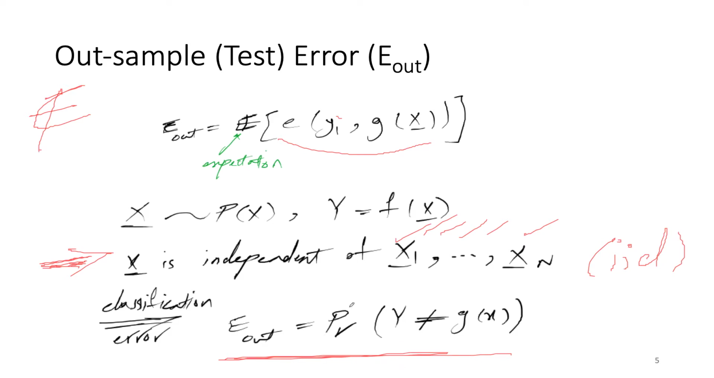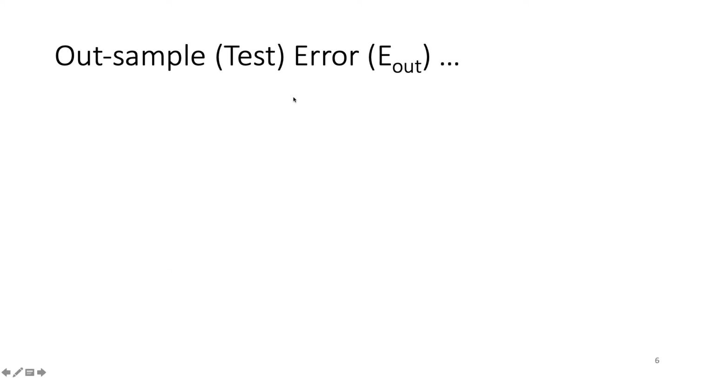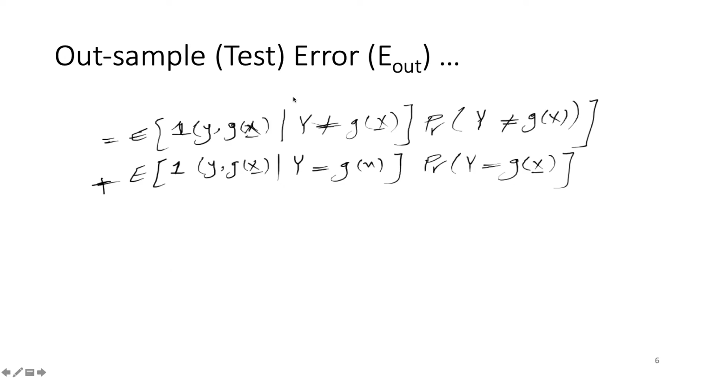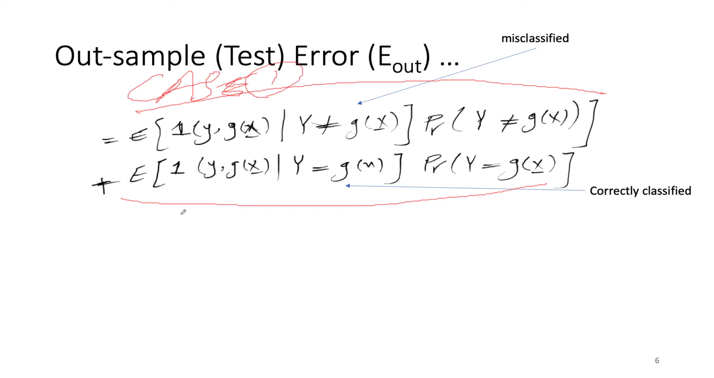So how are we going to come up with this? It's a pretty easy proof. When we want to have the classification error to compute the out of sample or test error, we're going to end up in a classification case with two cases. This is the first one, and this is the second case. Case 1, case 2. So we have to sum them up to come up with the final value.